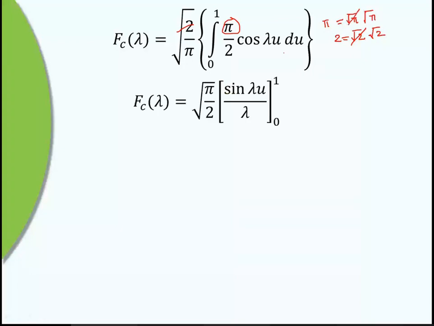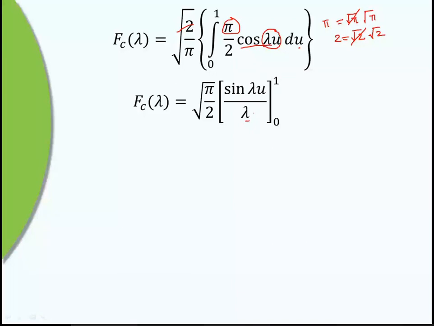Okay. And what is the integration of the cos term? Integration of cos lambda u is sine lambda u divided by the derivative of lambda u with respect to u, and the derivative of lambda u with respect to u is lambda. So integration of cos is sine lambda u divided by lambda, limits 0 to 1. Correct. Now substitute the upper and lower limits.